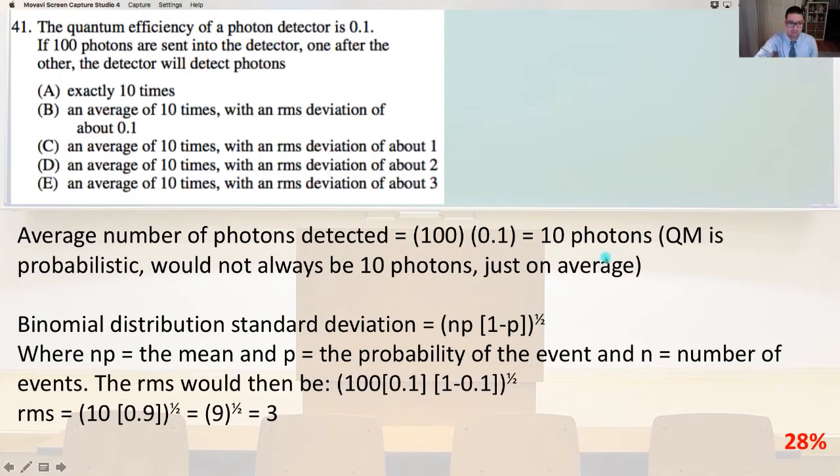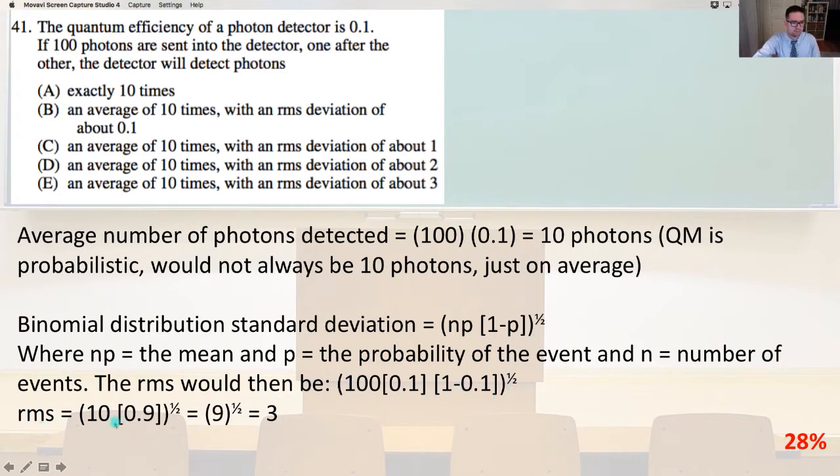But quantum mechanics, we know, is probabilistic, so it's not always going to be 10 photons, just on average. And the binomial distribution standard deviation, we can apply that here, is going to equal the square root of the quantity np times the quantity 1 minus p. Where np is the mean, p is the probability of the event, and n is the number of events. So the RMS would then be the square root of 100 times 0.1 times the quantity 1 minus 0.1. Again, that whole quantity square root.